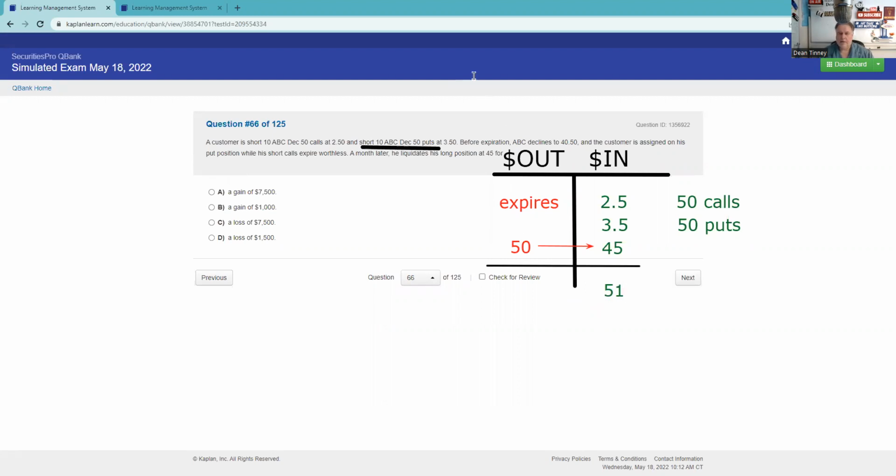And it looks like I'm out 50. So I think I'm a winner here, because I have more money in than money out. I have a gain of 1 point. Now remember, this is 1 point on 10 contracts governing 100 shares. That's called the multiplier. So that's going to be a gain of $1,000. B. A lot going on in that question.